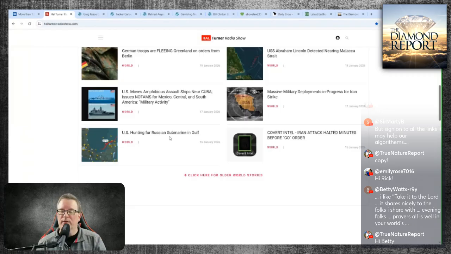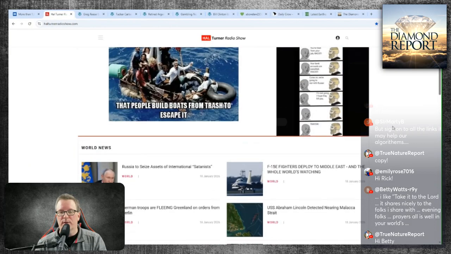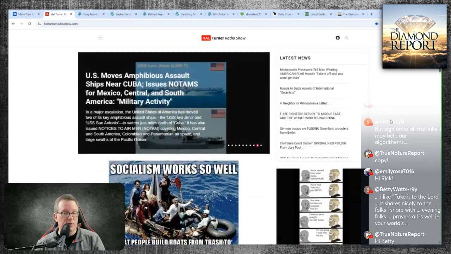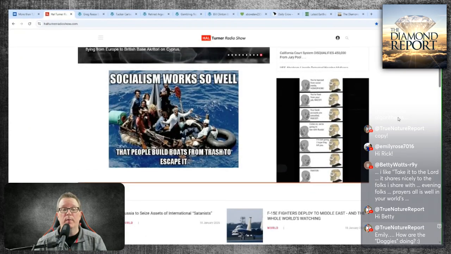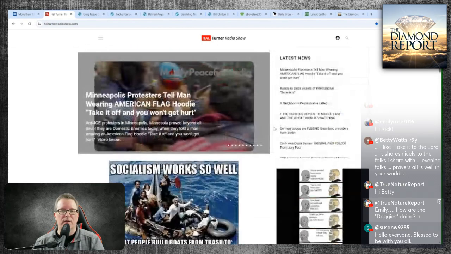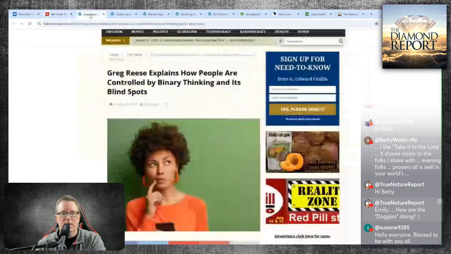And then right here is the covert intel, just a headline. Iran attacked, was halted minutes before the go order, so that's what I mentioned before. And Hal has mentioned that on his radio show. Again, free to anyone who wants to tune in and listen. And yes, socialism works so well that people build boats from trash to escape it. Pretty good meme. So Hal's doing a good job and put some really good info on his website, of course, and then radio show, which I highly recommend.